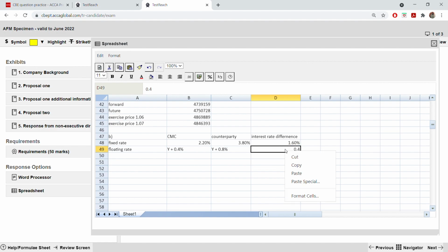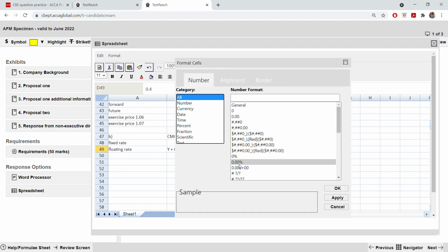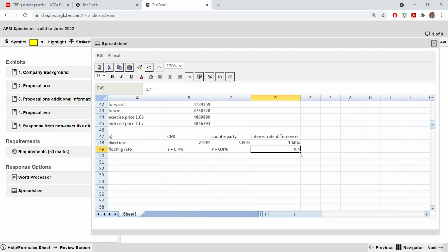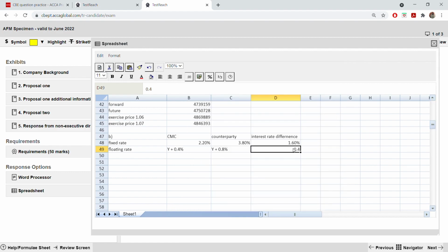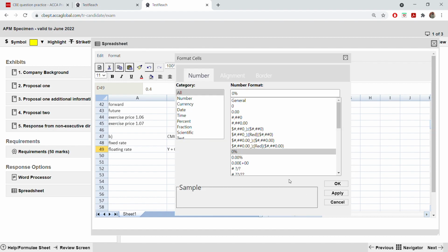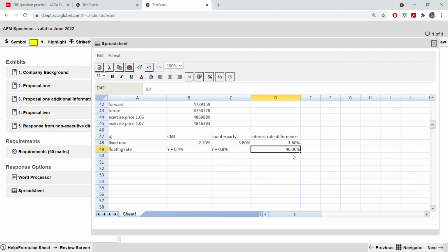This you have to bring it to the percentage. You cannot keep this in like this and this one and this. It has to be in same terms. So go format cell, coming to all and percentage like this. It has to be in percentage. If it's not coming in percentage, what you can do, just select a different one and again come back. It is 0.4, 0.4%. You can put that sign. Okay. So this is the interest rate differential.